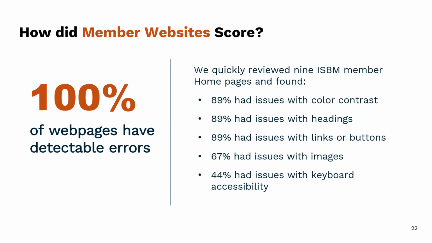So what we found, a lot of the member websites struggle with color contrast, the same amount struggle with headings, and some with links and buttons. Fewer struggle with images, and just under half of them had keyboard accessibility issues. And that really is the end.